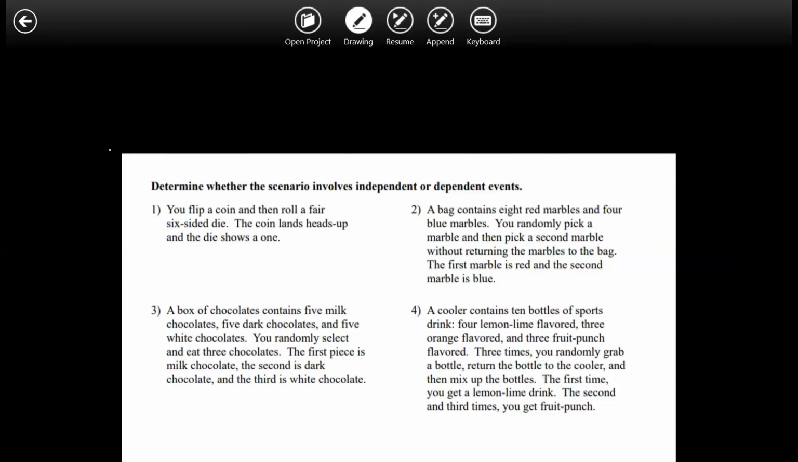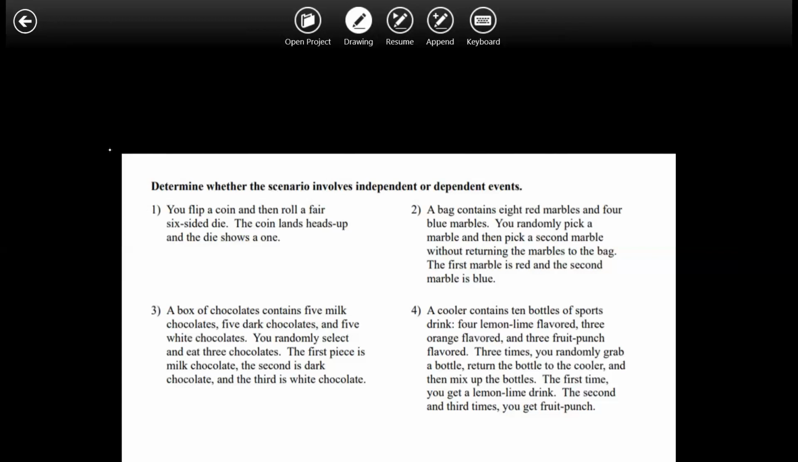You randomly select one chocolate at a time. The first time he picks up a milk chocolate. The second time he picks up a dark chocolate. The third time he picks up a white chocolate. That would make them dependent, because every single time he goes into the box, he's changing the probability. It's one less than the previous one he had. But if he got three all in one go, it doesn't change anything.